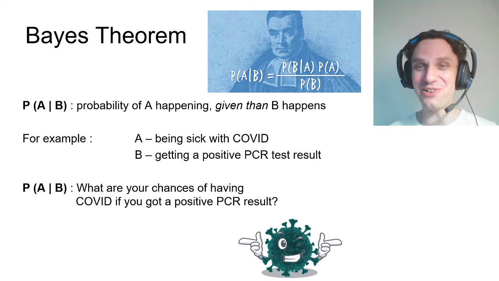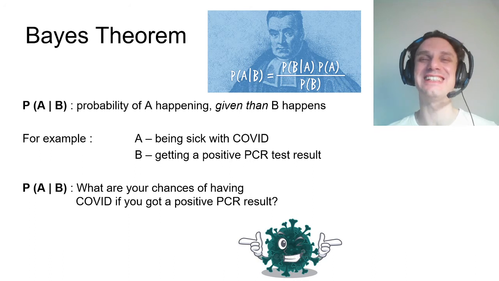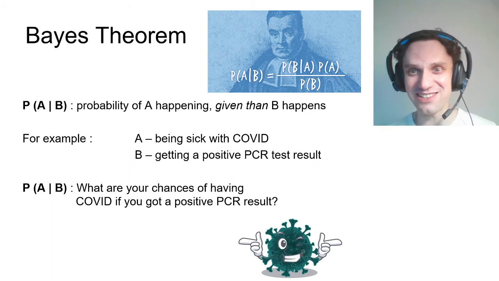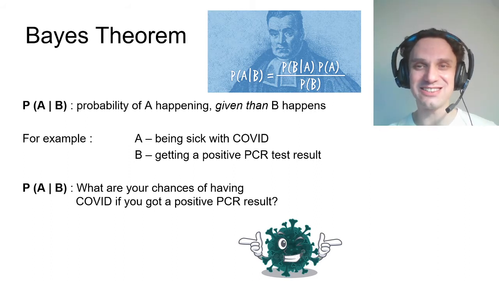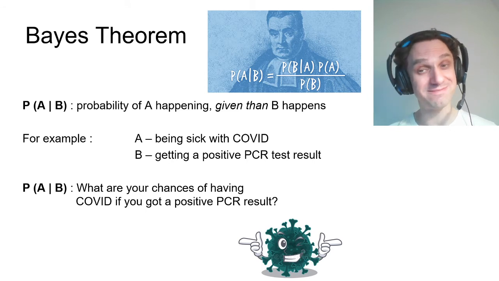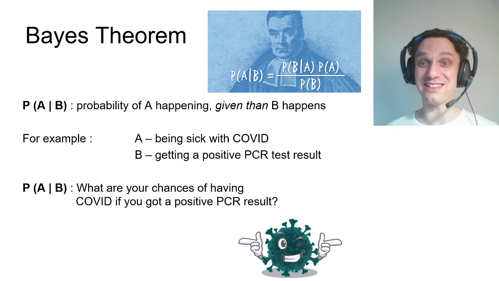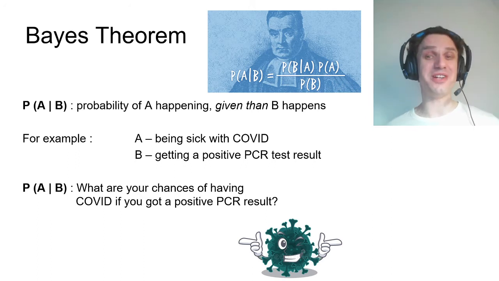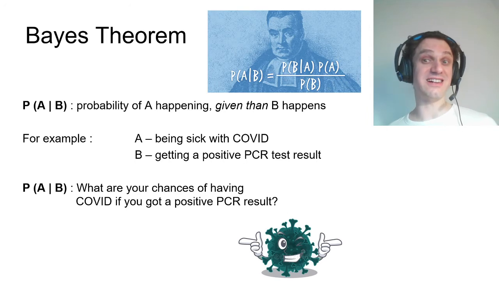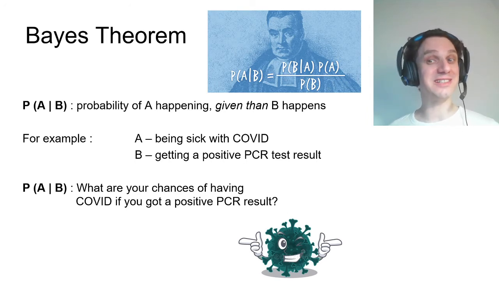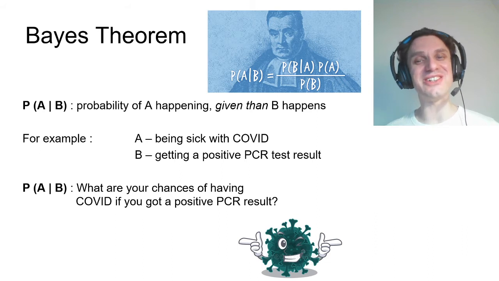And this example is very modern, a 2020 example. Imagine that we are interested in two events. Event A being sick with COVID, or having COVID, being infected with COVID, and event B, getting a positive PCR test result. So imagine that you have gotten a positive PCR test result. What are the chances of you having COVID? It's a very important practical question. Of course, intuition says, oh, if my PCR was positive, it's a 100% chance that I have COVID. But as we will see right now, this is not quite true.